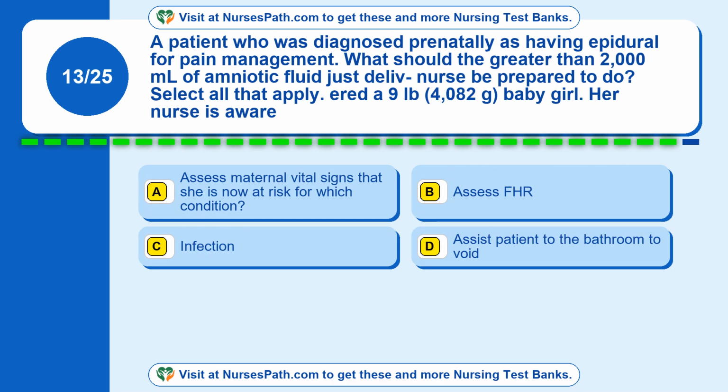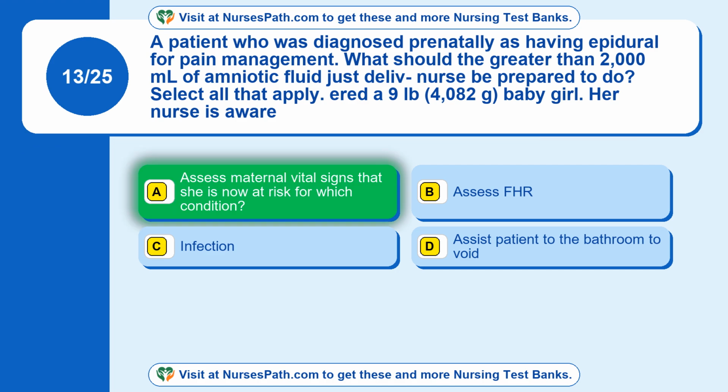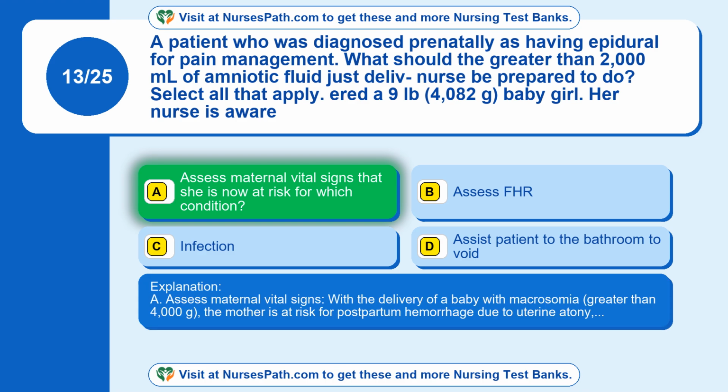Question 13. A patient who was diagnosed prenatally as having greater than 2000 ml of amniotic fluid just delivered a 9 pound, 4082 g, baby girl. She had an epidural for pain management. What should her nurse be prepared to do? Select all that apply. Option A. Assess maternal vital signs. Option B. Assess FHR. Option C. Infection. Option D. Assist patient to the bathroom to void. The correct answer is option A. Assess maternal vital signs. With the delivery of a baby with macrosomia, greater than 4000 g, the mother is at risk for postpartum hemorrhage due to uterine atony.